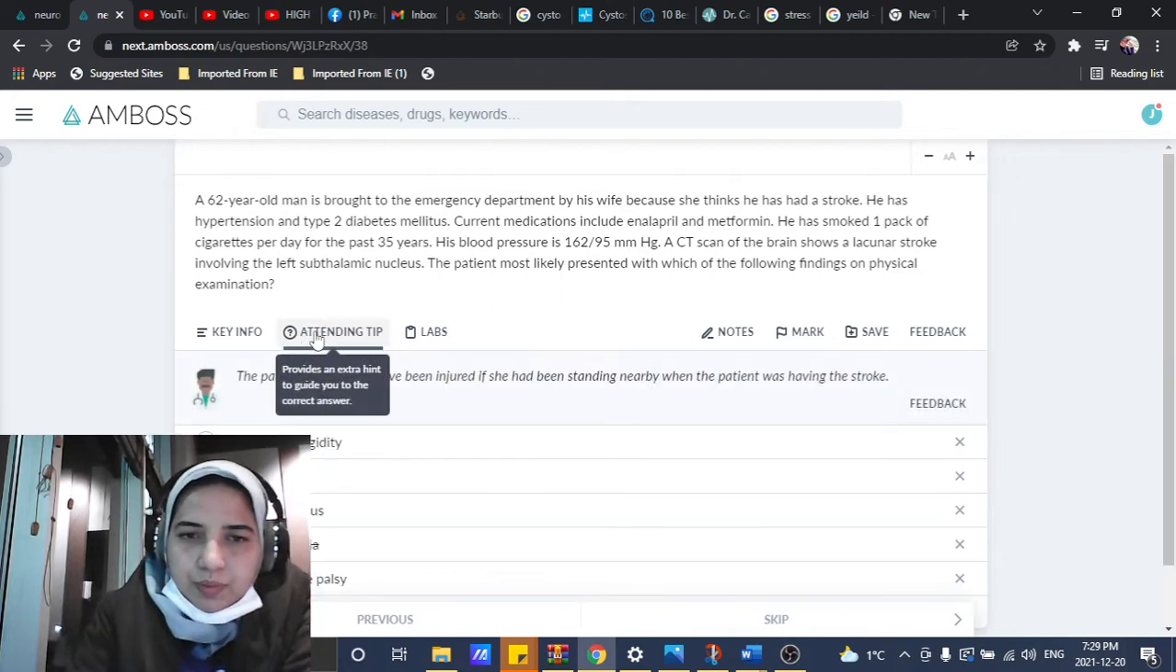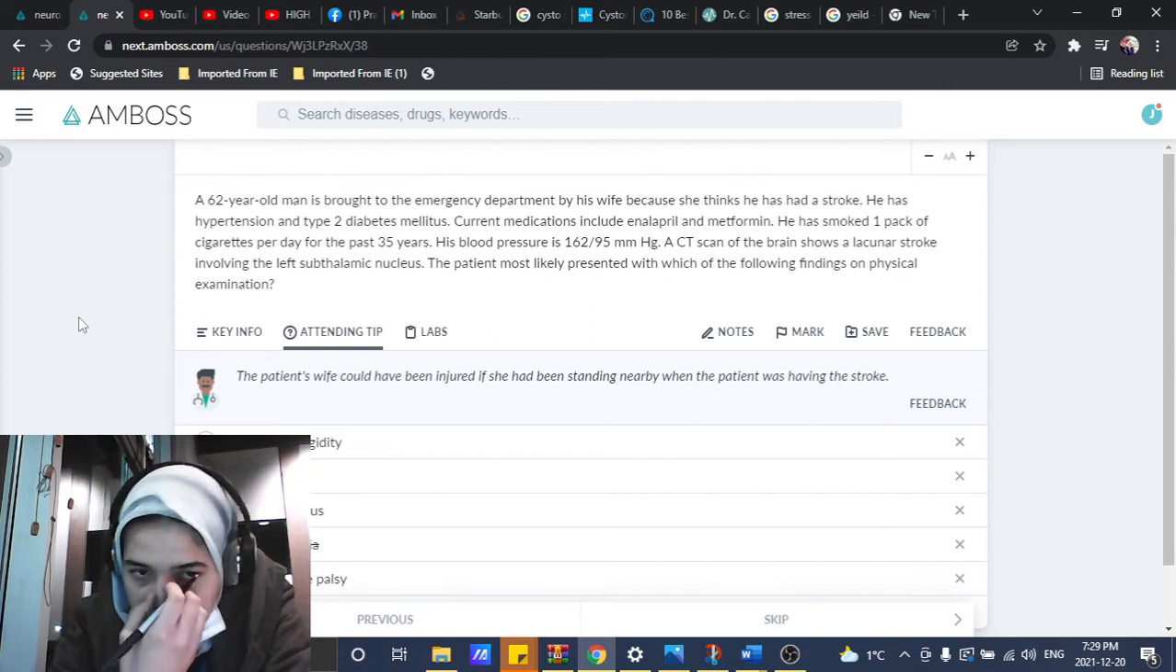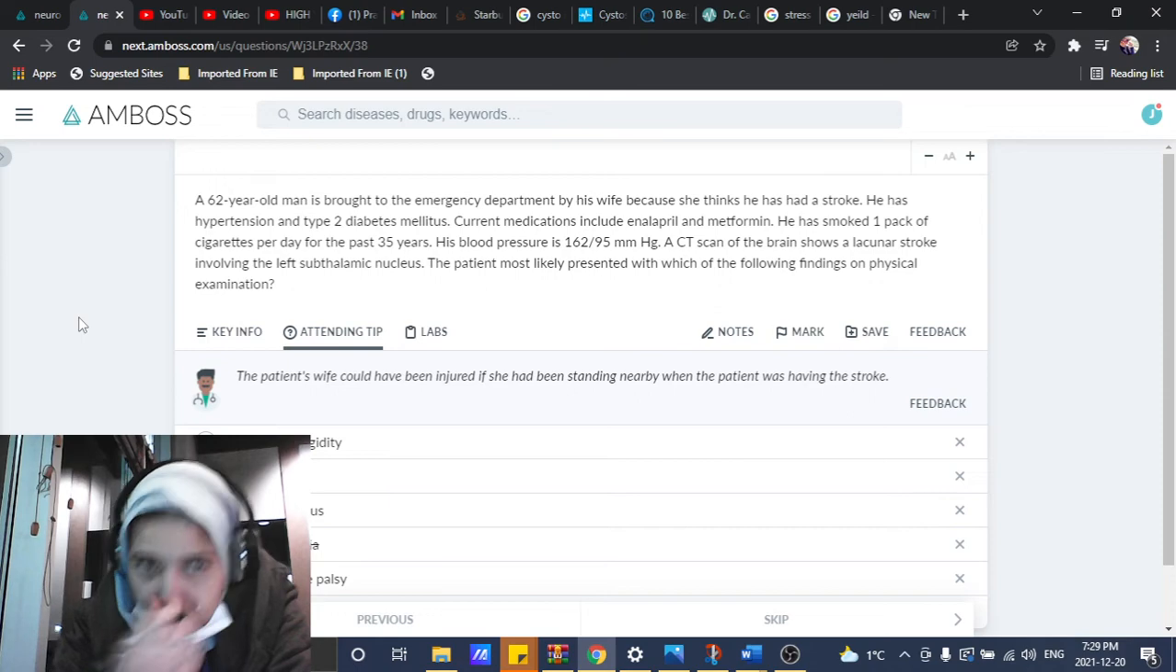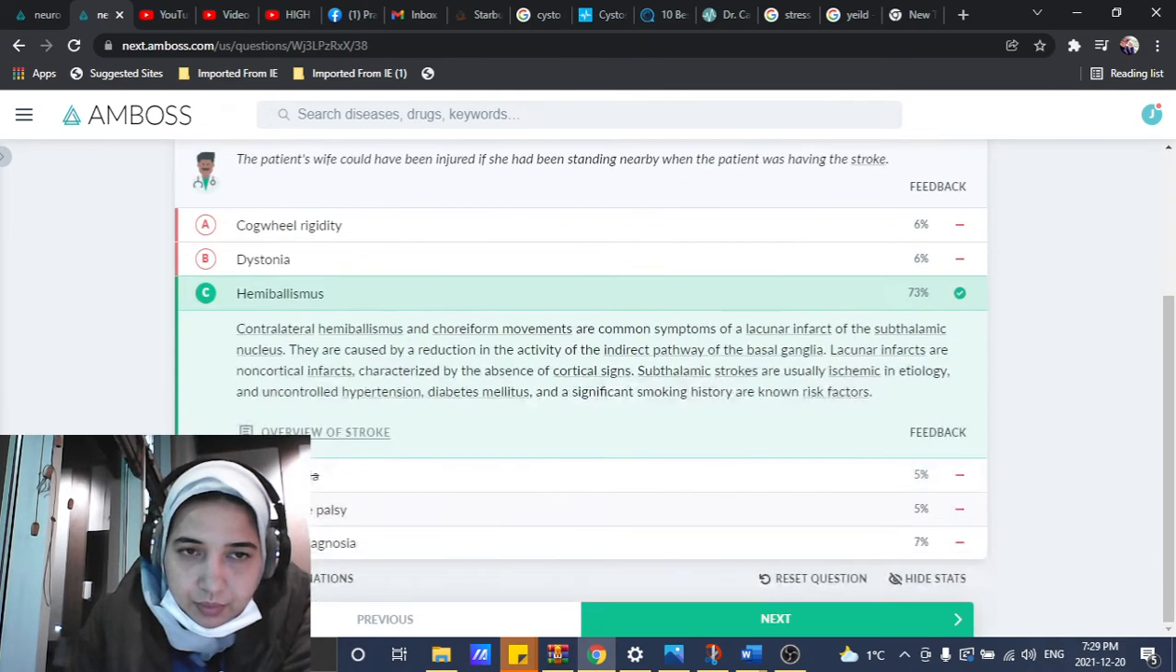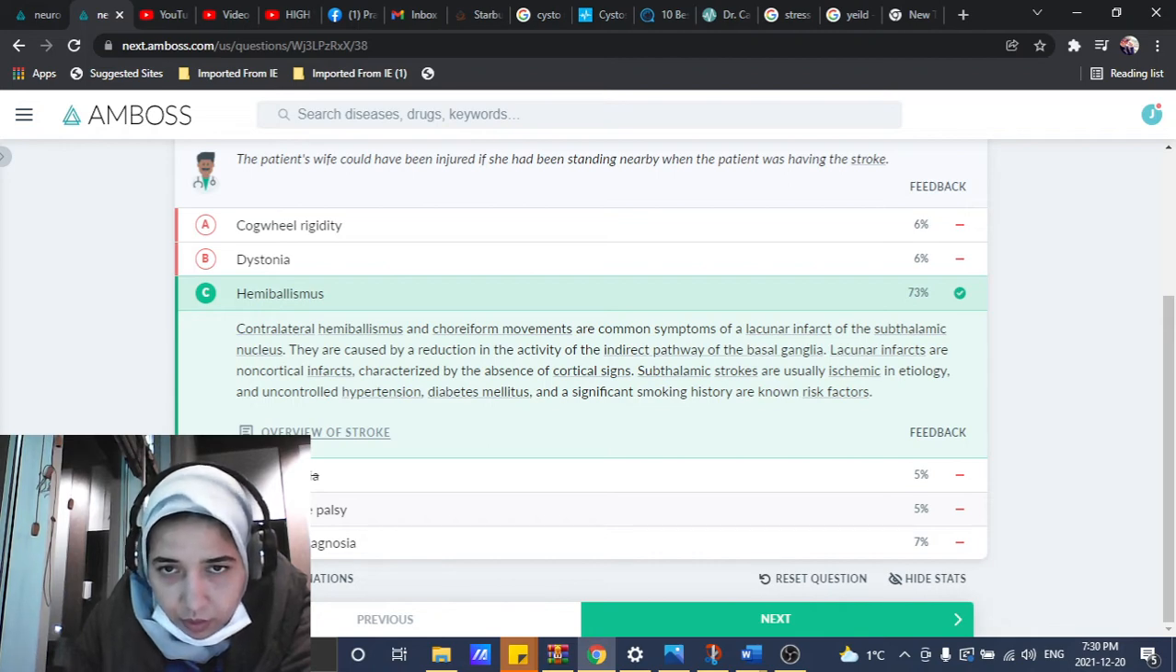This patient's wife could have been injured if she had been standing nearby when this patient was having the stroke. Well, that makes me think it's hemiballismus. Okay, well, that was nice that the attending tip actually worked. So, contralateral hemiballismus. Can be seen in lacunar infarct.